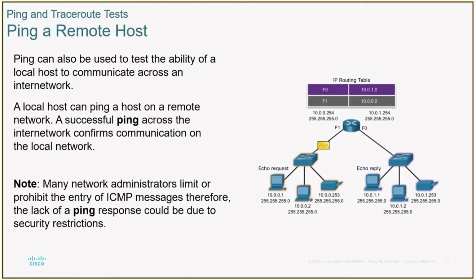Now, of course, pinging a remote host is a way to test the ability of a local host to communicate across an internetwork. So a local host can ping a host on a remote network. A successful ping across the internetwork confirms communication on the local network as well. Many network administrators limit or prohibit the entry of ICMP messages. Therefore, a lack of a ping response could be due to those security restrictions. And so, did I demo pinging Microsoft.com in this subject? I think I did, and I think it failed because I think they were blocking ICMP. So I pinged Cisco.com and it worked nicely. So they weren't blocking ICMP.